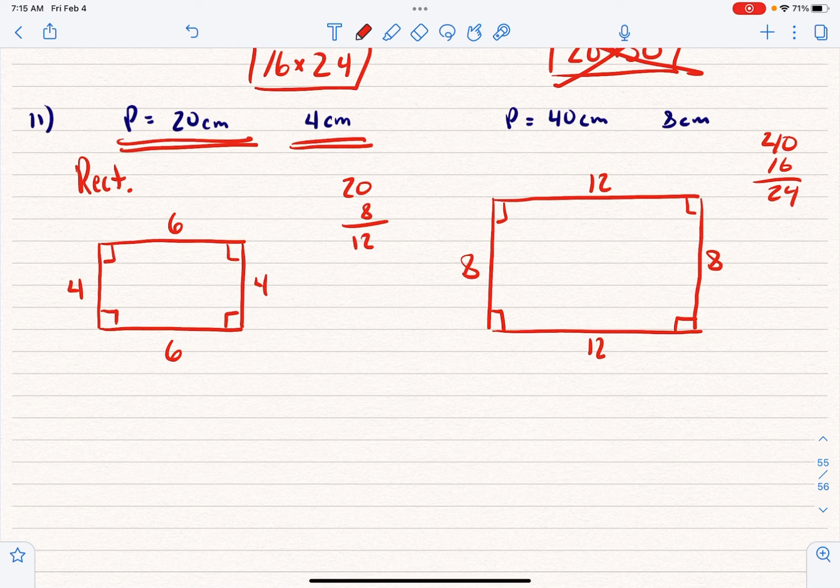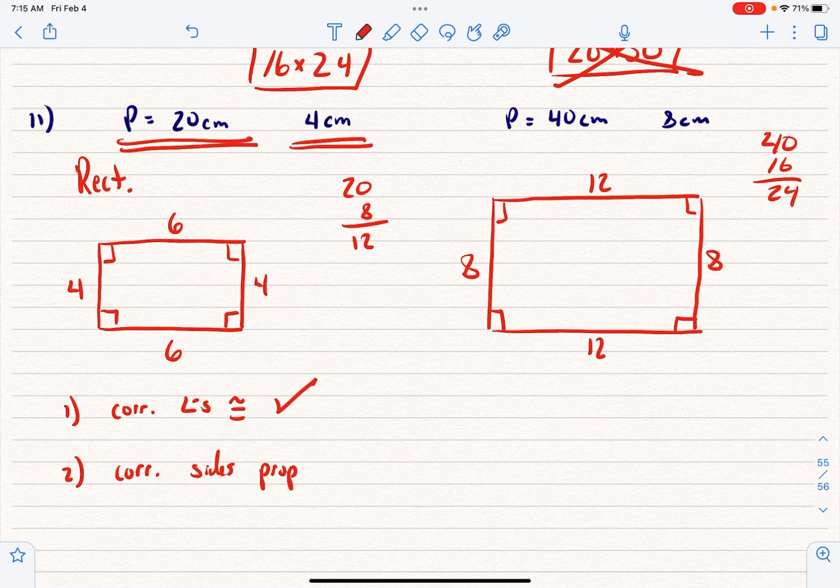And so now I can compare. The question is, are these similar? Well, clearly all the corresponding angles are congruent. We always have two things. One, the corresponding angles have got to be congruent. That we have. We've got all right angles. Two, the corresponding sides have got to be proportional.